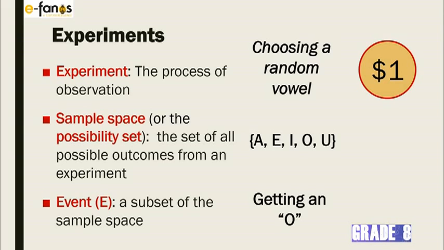Another example might be tossing a coin. In this case, the sample space would be heads and tails, and the event could be getting a head.